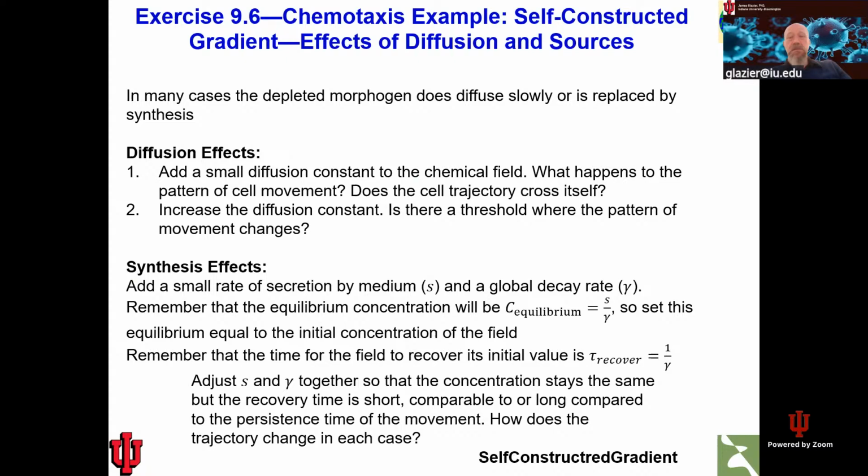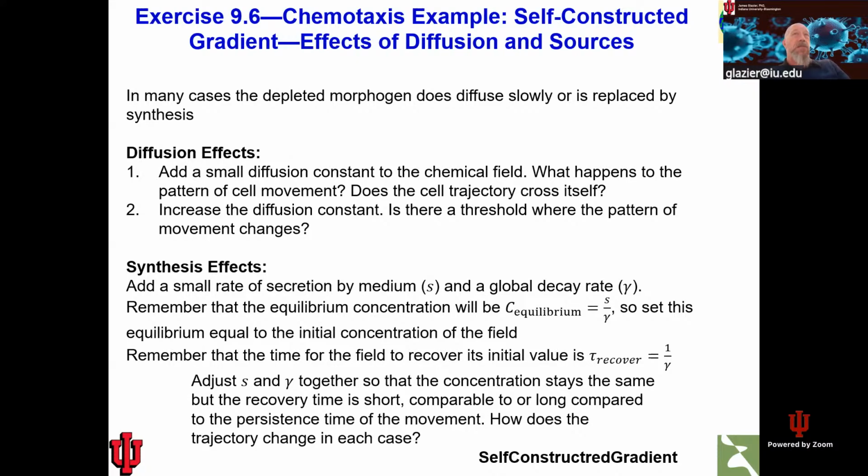Now, there are a lot of things, we're more or less out of time now for today, but I may assign some of these as homework. We could maybe try one of them now. If you add a small diffusion constant to the chemical field, then that pattern of high and low values will gradually smear out in time. And that means that it's easier for the cell to cross its own trajectory if there's diffusion in the chemical field.